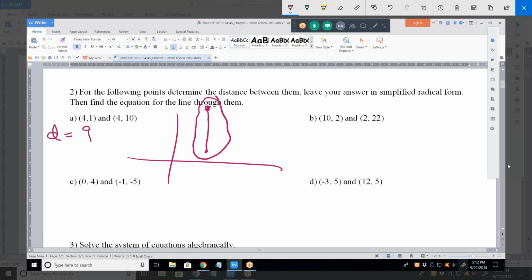Vertical lines have equations that look like x equals. Horizontal lines have equations that look like y equals. And that's it. Y equals a number for a horizontal line. X equals a number for a vertical line. So what's the number going to be? Remember what that point is. (4, 1). And that point is (4, 10).